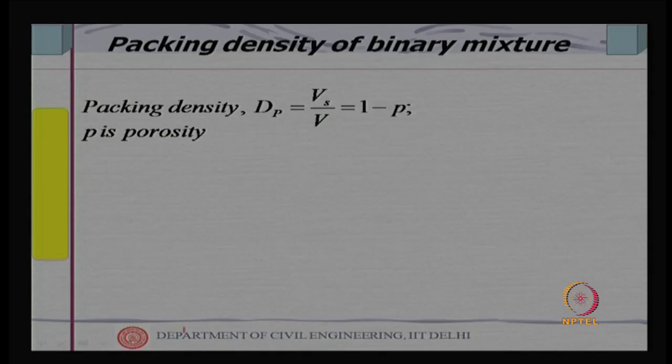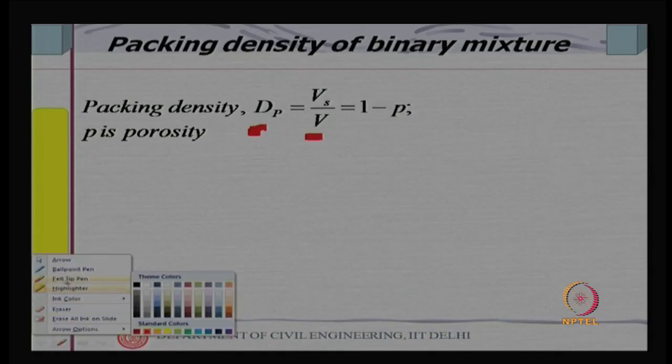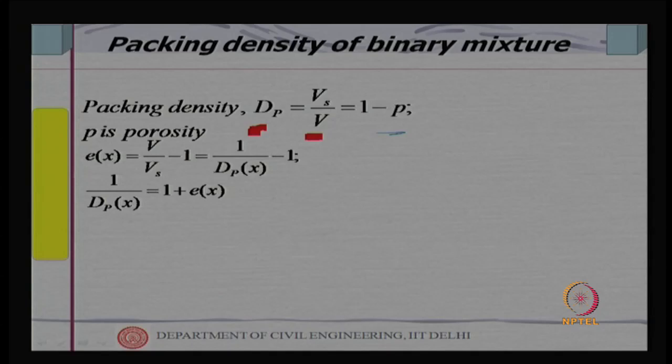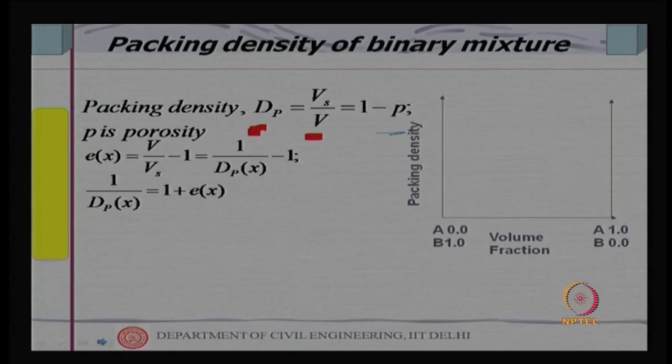If I calculate the packing density of the binary mixture, let me call it dP, packing density, and I have defined it like this, which is 1 minus P, then Ex is V divided by Vs minus 1. So, this is nothing but 1 by packing density minus 1. In other words, I can write 1 by dpx is equal to 1 plus Ex, right, and this graph will now look like this. If I plot with x, Ex is known.